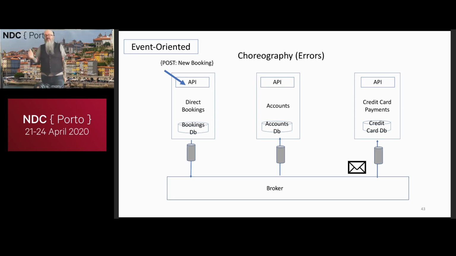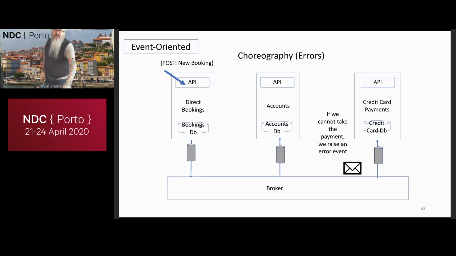Okay, so what happens if there's an error in this model? What happens if credit card payments can't be enacted? Errors in pipelines are an additional problem with pipeline architectures. What happens if I get an error down towards the end? Well, the simple answer with choreography is that the credit card payments microservice raises an event saying there was insufficient funds or whatever error, or the credit card has expired, and it raises a credit card payment error. And new bookings can listen to that error and say, hey, there was an error raised against the credit card payment for this booking. I'm going to suspend the booking.